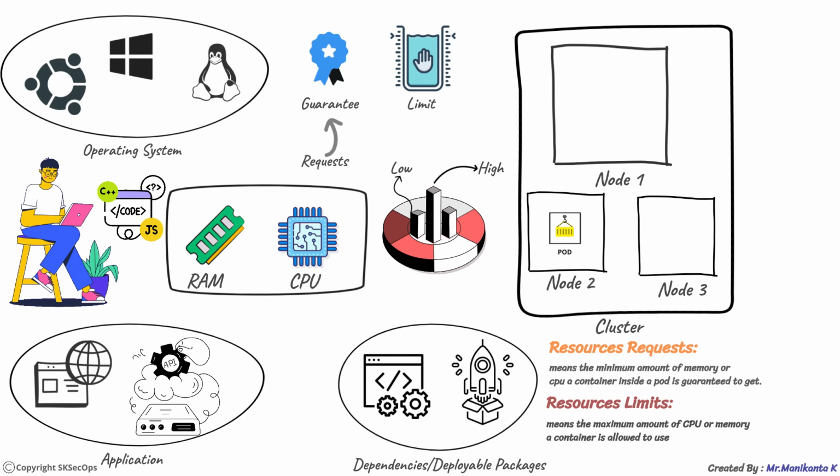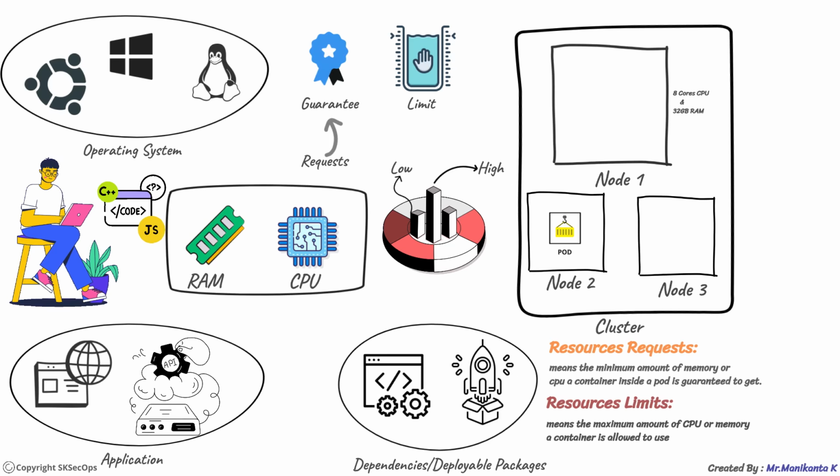And remember these important points. If the CPU reaches its limit, the container gets throttled, that means it slows down. If the memory reaches its limit, the container is killed and the pod restarts again. To understand better, let's take an example.